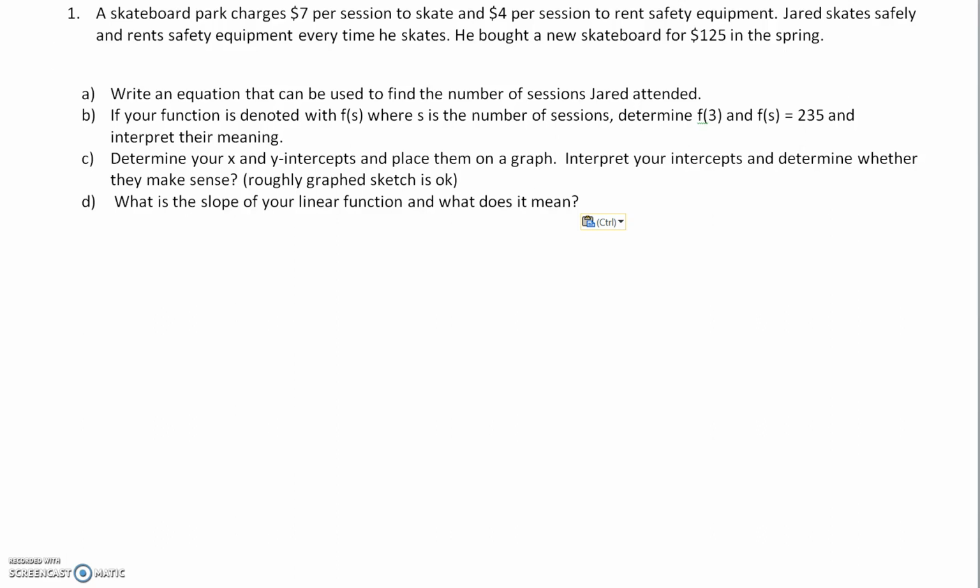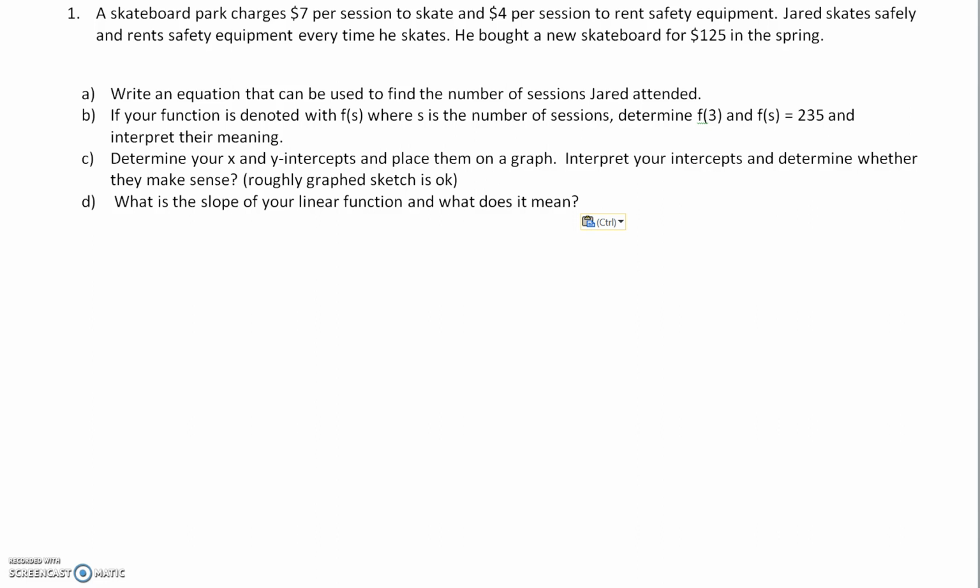In this video, we're going to look at modeling a linear function. And we're going to look at the first problem from your practice set in section 1.2. In this problem, it says a skateboard park charges $7 per session to skate and $4 per session to rent safety equipment. Jared skates safely and rents safety equipment every time he skates. He also bought a new skateboard for $125.